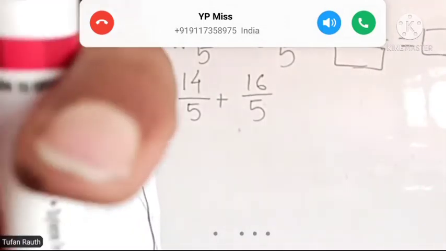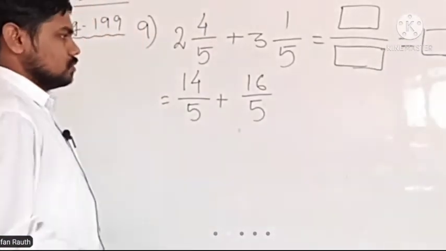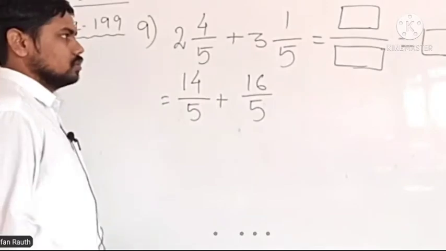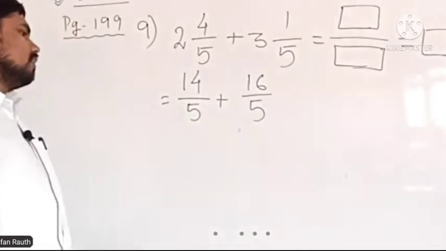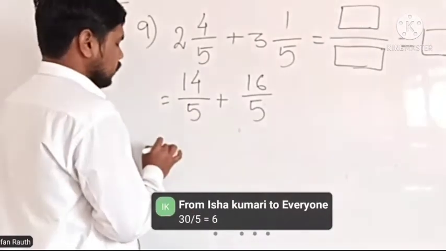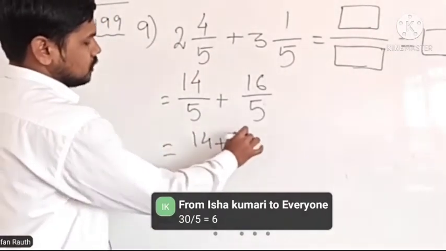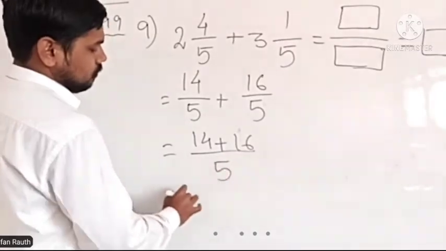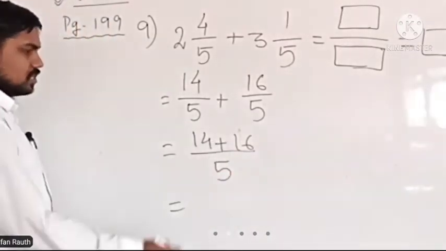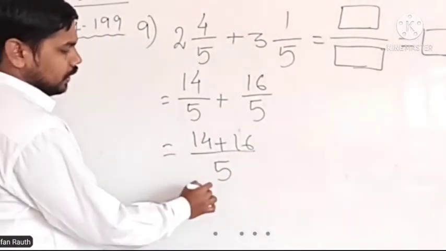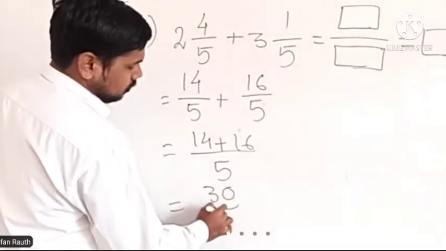Okay, so 16 divided by 5, this much only. Now you have to add it. So 14 plus 16 divided by 5. So 14 plus 16 means 6 plus 4 is 0, 30, right? So 30 divided by 5.